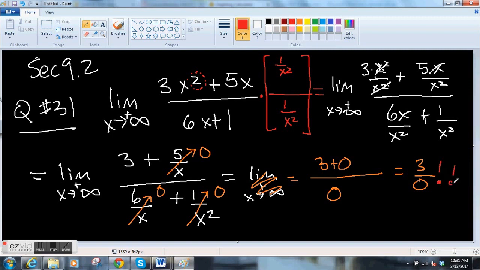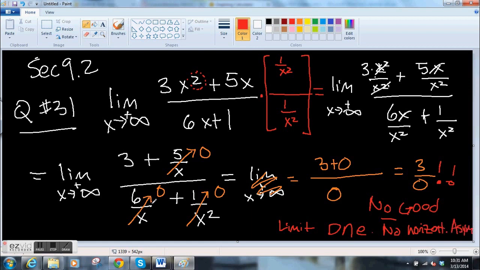I'll make a big no good. You can't have the mathematical limit be divided by 0. So this tells us, 3 divided by 0, that the limit does not exist. And that also tells us that there is no horizontal asymptote at x at infinity. So I will show you this on the graph. Again, remember, if it's 0 divided by 3, that would have been fine, but now 3 divided by 0 is no good, so the limit does not exist.